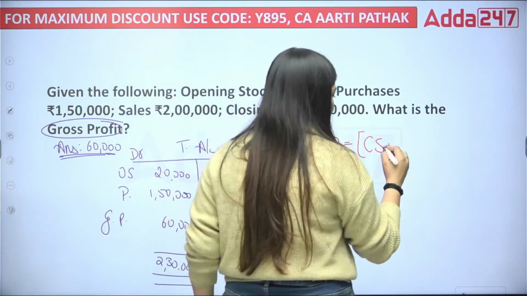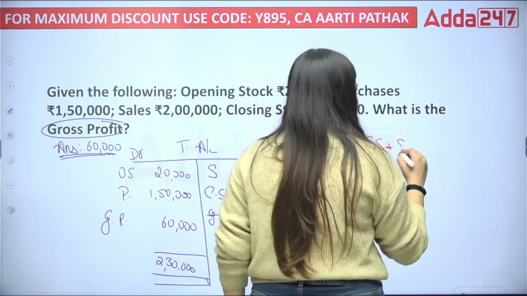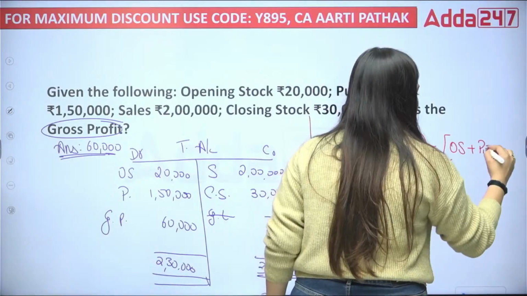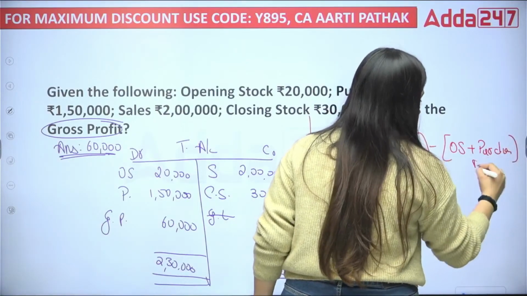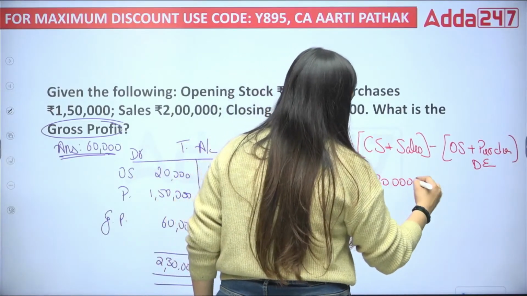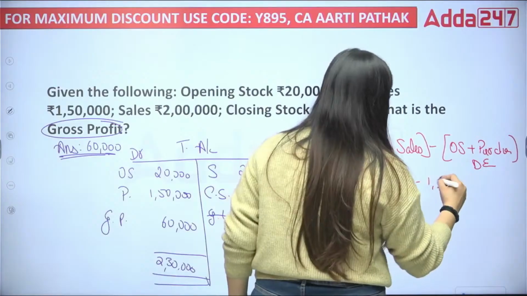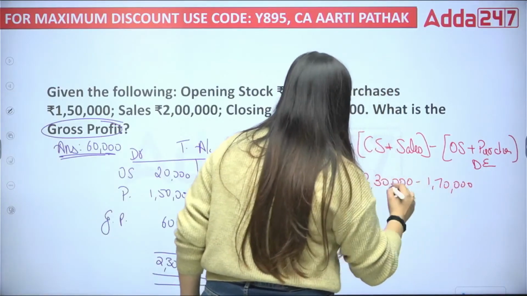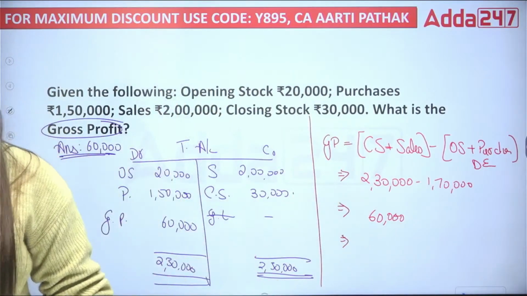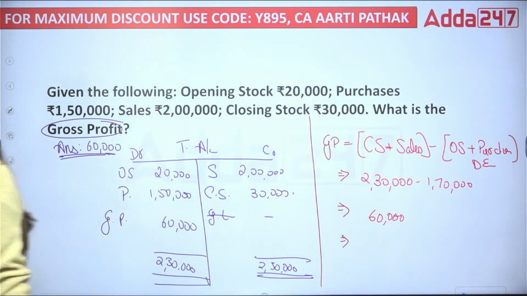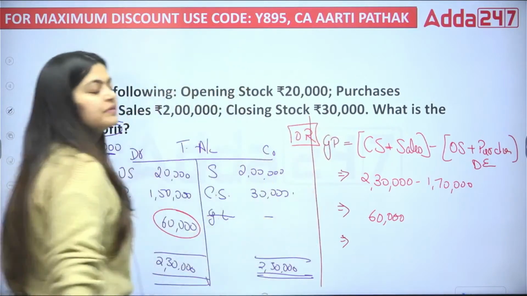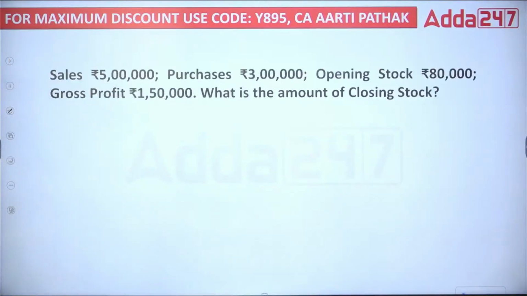closing stock plus your sales minus opening stock plus purchases, or any direct expenses if you have. So this is your 2,30,000 minus 1,70,000. Okay, so I think now you can understand why we are subtracting the debit side from the credit side. So the answer is 60,000. This is one more way to solve it. Okay, now coming to the next question.